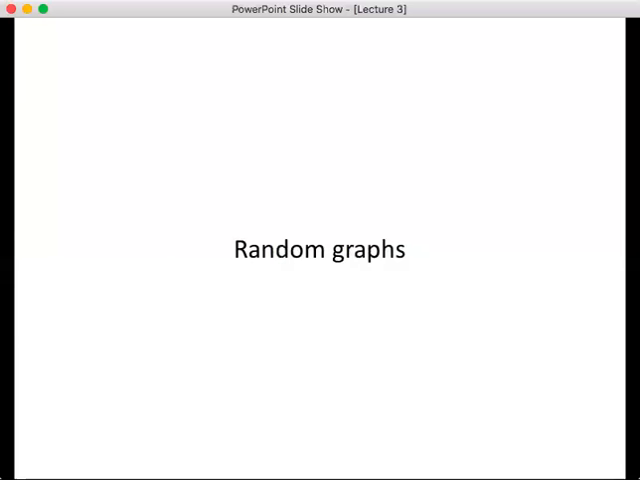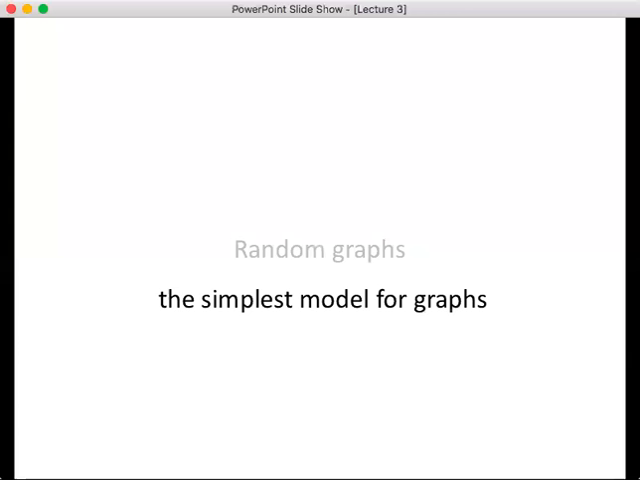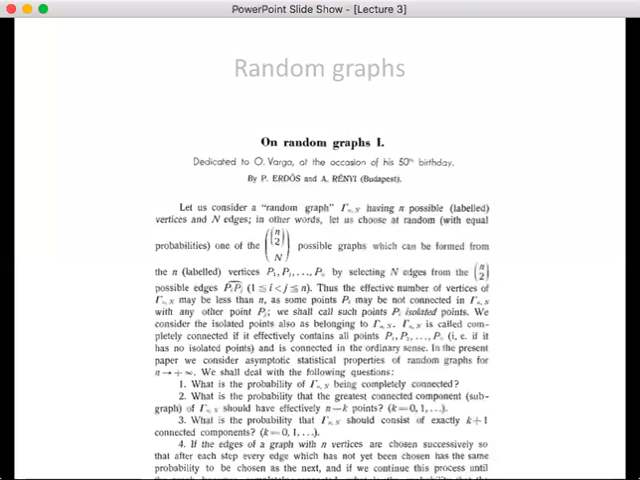Okay, so we can now introduce a simple mathematical concept, which is the concept of random graphs. And why do we want to introduce a mathematical concept for graphs? Essentially because in this way, we can have a mathematical model that we can use to represent graphs and study them. So what is a random graph? A random graph is the simplest way you can model a graph. So how does it work?